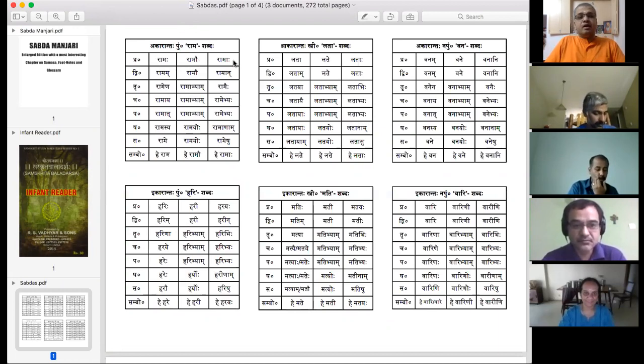Ramaha is singular. The first column is singular, so it indicates all singular forms. First case singular is Ramaha. Second case singular is Ramam. Third case singular is Ramena. Fourth case singular, Ramaya. Fifth case, Ramat. Sixth case, Ramasya. Seventh case, Rame.